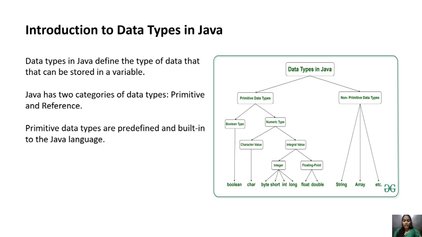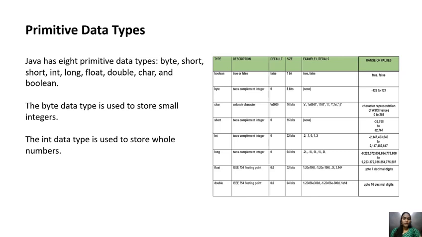Integer is again divided into these many types. Those are byte, short, int, long. Floating point: float, double. Non-primitive data types are string, array, etc. Primitive data types. Java has 8 primitive data types. Those are byte, short, int, long, float, double, char, and boolean.